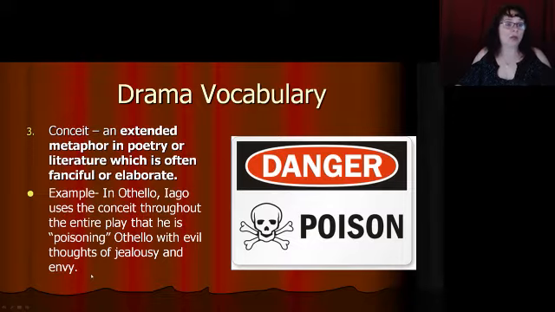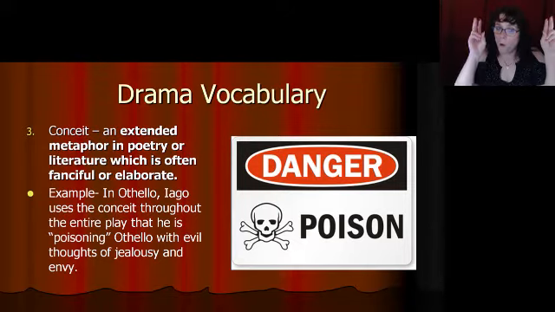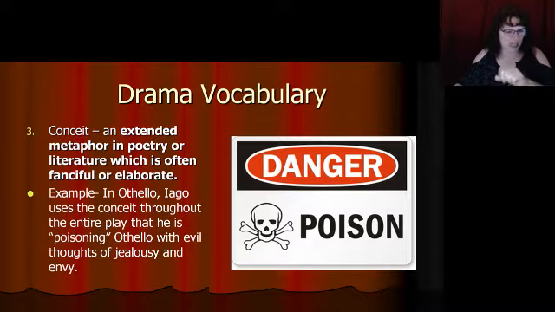The third vocabulary word is conceit. It's an extended metaphor in poetry or literature which is often fanciful or elaborate. Example, in Othello, Iago uses the conceit throughout the entire play that he is poisoning Othello with evil thoughts of jealousy and envy.